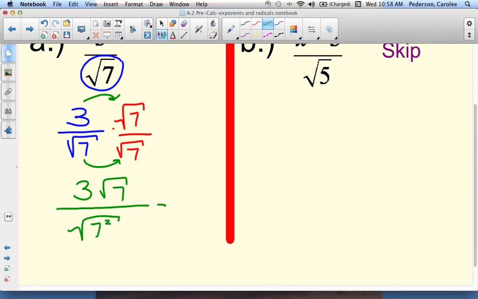Well, my numerator is still the same, but my denominator, the square root of 7 squared, that index and power cancel out, and we're left with just 7. Now our final answer has the radical gone from its denominator.